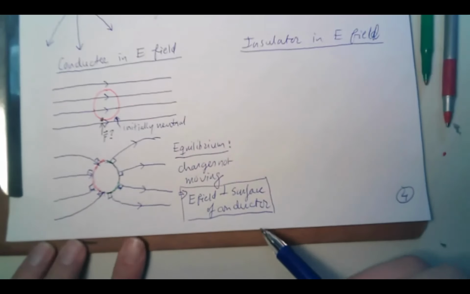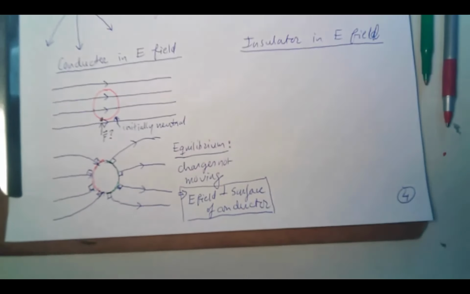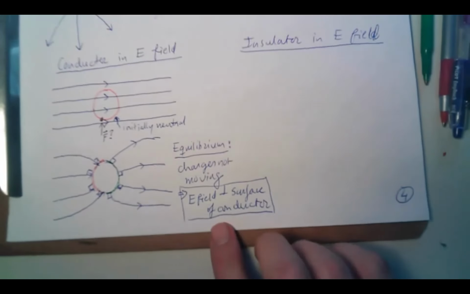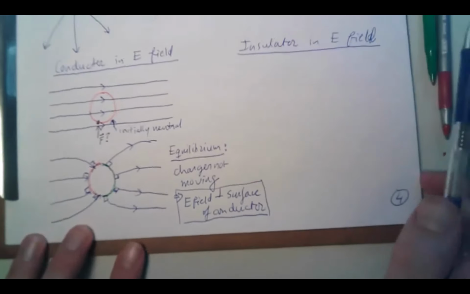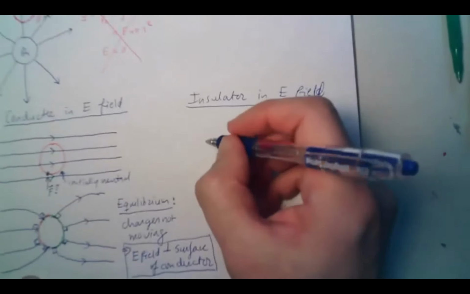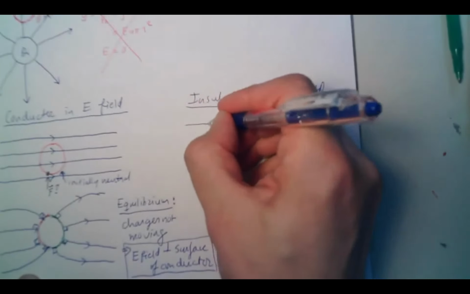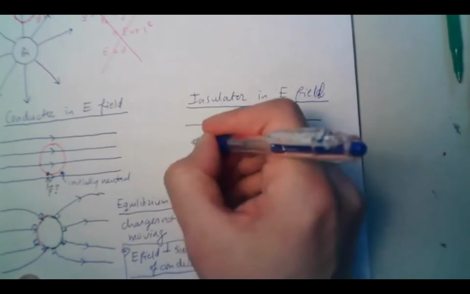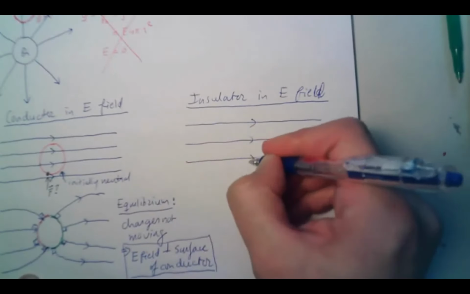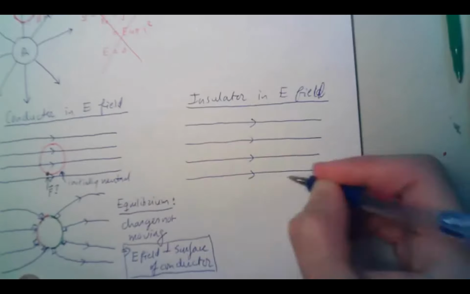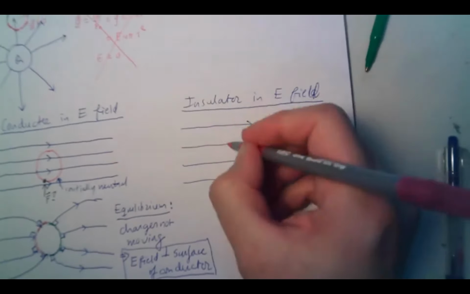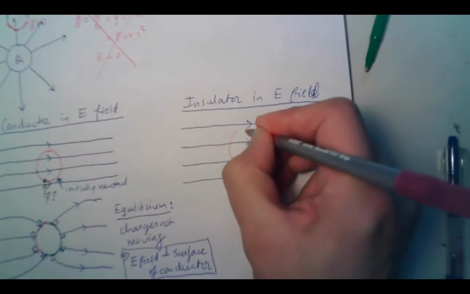All right, that's a very important thing to remember. The next thing that I want to talk about is insulators in an electric field. So insulators, let's say, start with the same situation, uniform field. And now I'm going to place my insulating sphere in here.